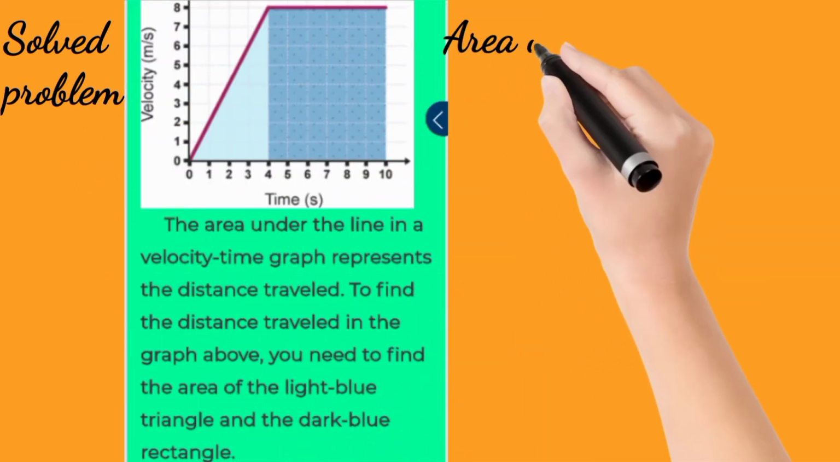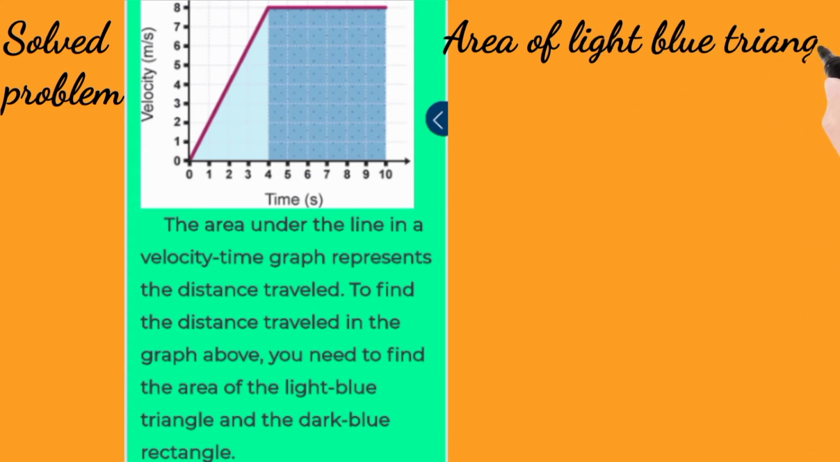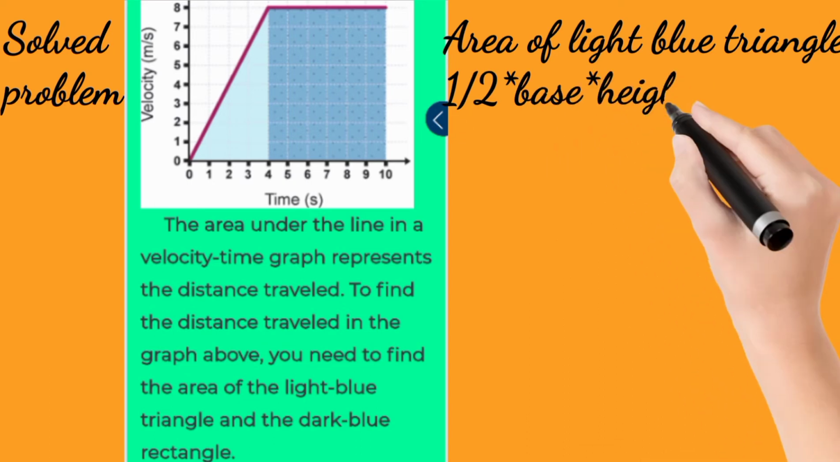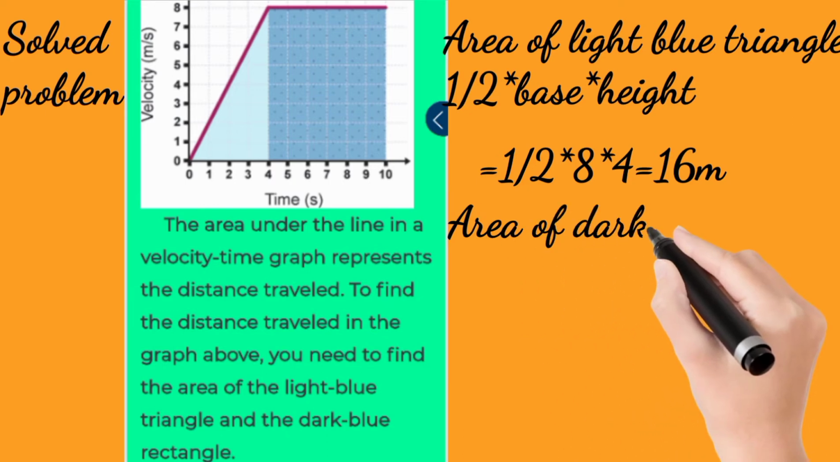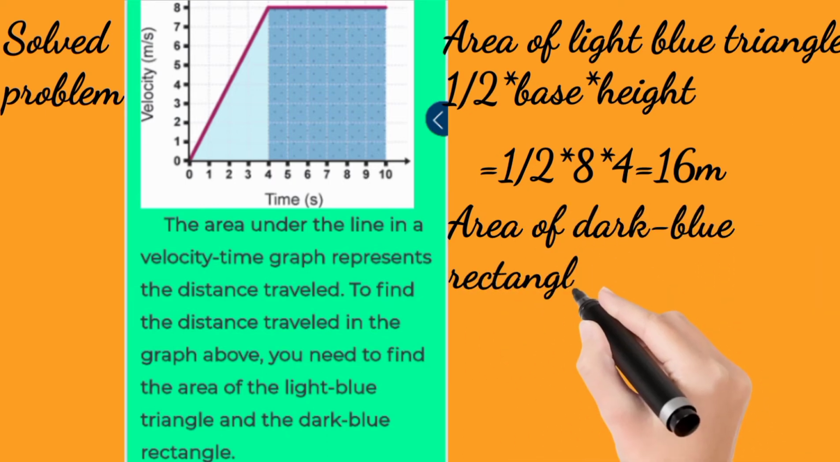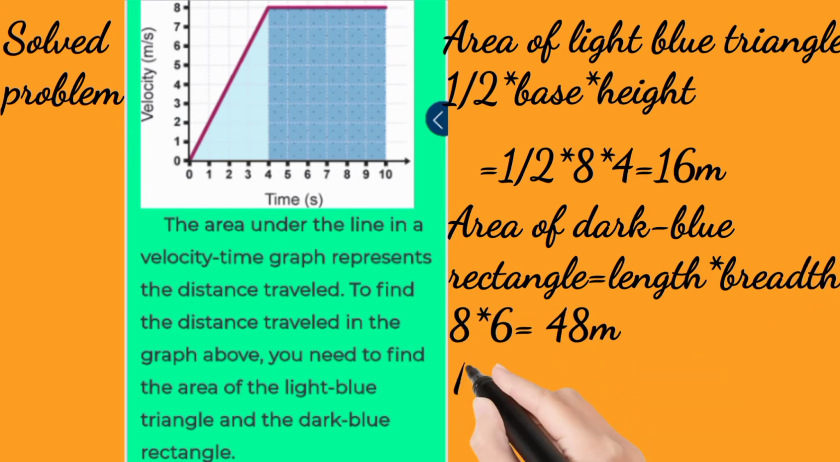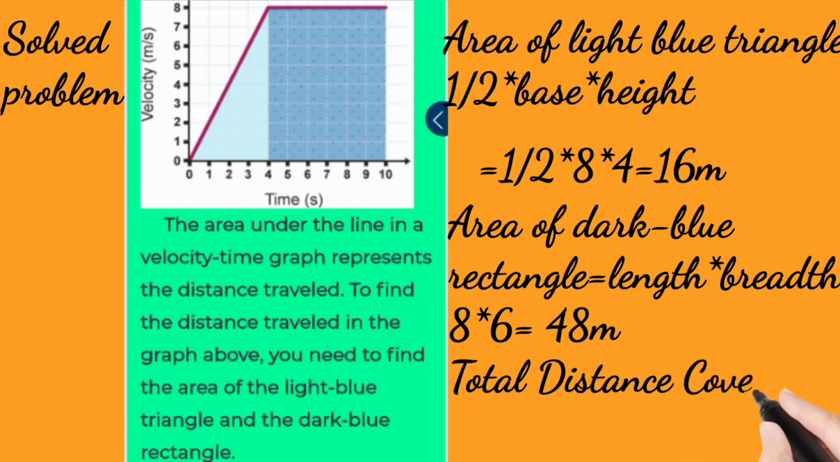So let's look at a solved problem for us to have a better understanding. Here is a velocity time graph, and we are to find the area under the velocity time graph, or the total distance covered. The light blue figure is a triangle, and the dark blue figure is a rectangle. So the total distance covered is simply the area of the triangle plus the area of the rectangle.